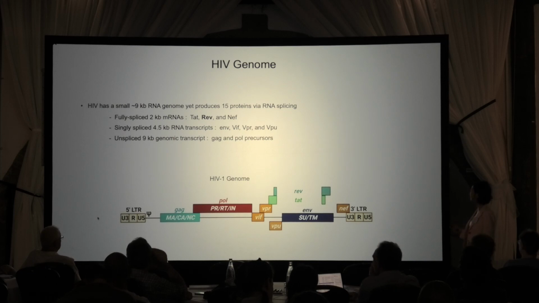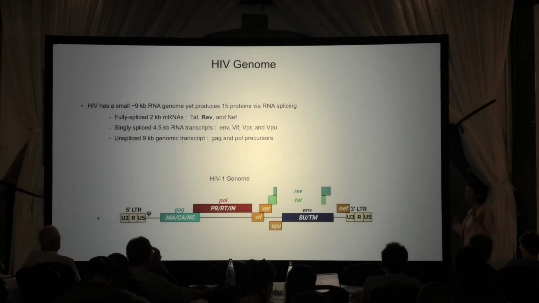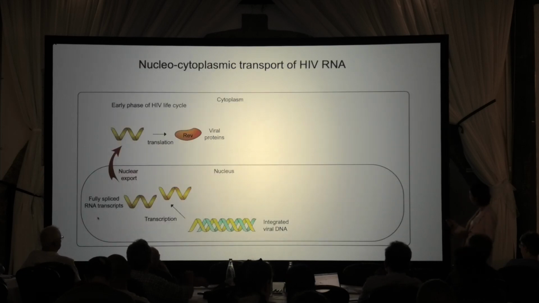The fully spliced 2-kb RNA encodes for Tat, Rev, and Nef proteins, and the singly spliced 4.5-kb RNA transcript encodes for Env, Vpr, and Vpu, and the unspliced 9-kb genomic transcript encodes for Gag and Pol precursors. So this RNA splicing can maximize the information content of the small RNA genome, but that also causes a new set of problems.